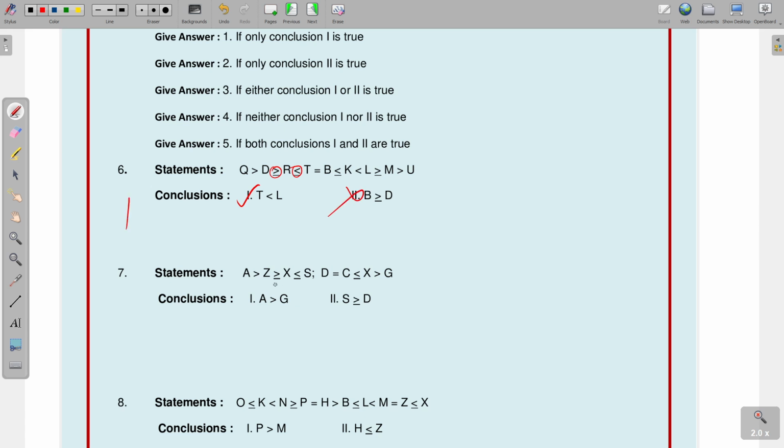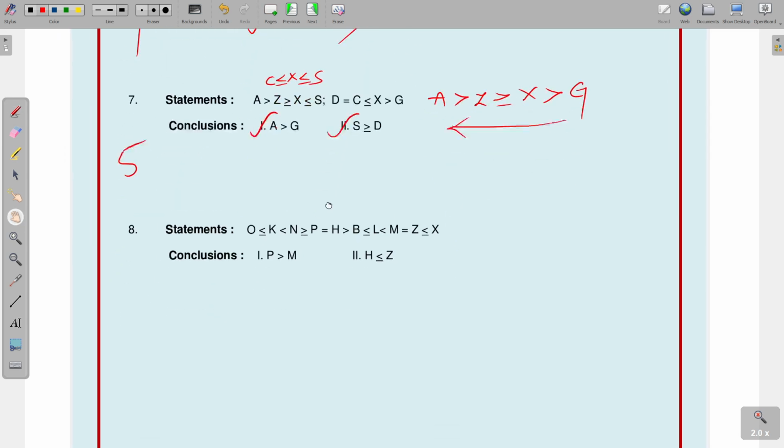A greater than G. So A here and G here. So A greater than Z, greater than or equal to X, and X greater than G. Okay. So A greater than G definitely follows. First one is correct. Then next, S greater than or equal to D. So here S and here D. So see D equal to C, C less than or equal to X and X less than or equal to S. This is also correct. Option 5 is the answer. Question number 8.